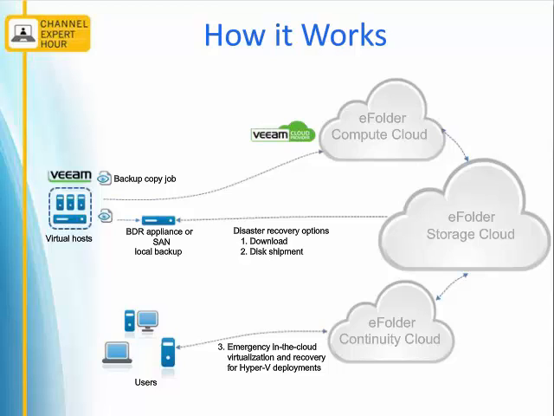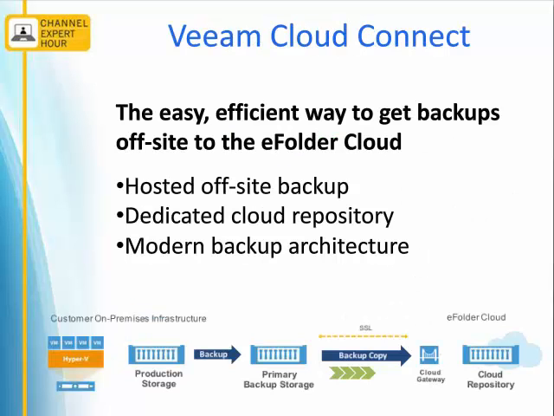One option is if the backed up environment is using Hyper-V, that environment can actually be virtualized in the eFolder Continuity Cloud. And then if it's either Hyper-V or VMware, the data can be shipped from our data center in the context of a disaster or downloaded. Most of the time, you're either going to do a disk shipment right from the data center or do the Continuity Cloud because of the size of the data volumes we're talking about here. But all three of those options are available in the context of some sort of site-wide disaster where a partner then needs to do a recovery from the cloud. So just maybe a quick comment if we go to the next slide on Veeam Cloud Connect.